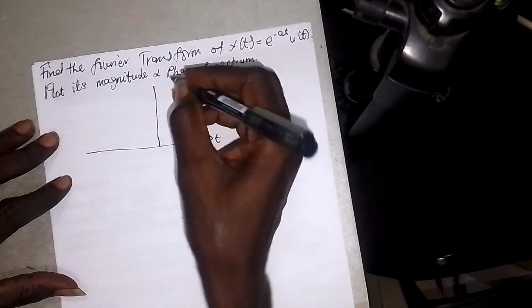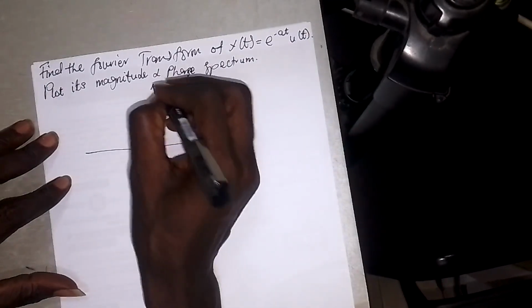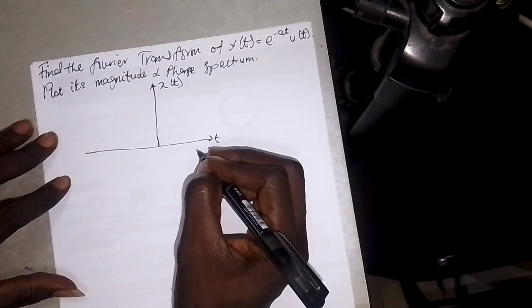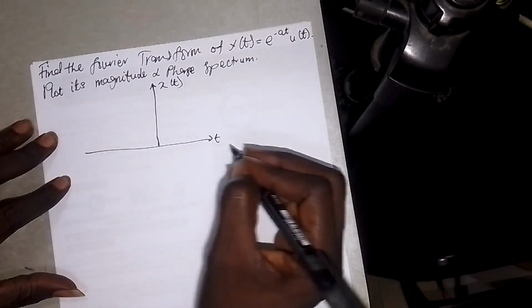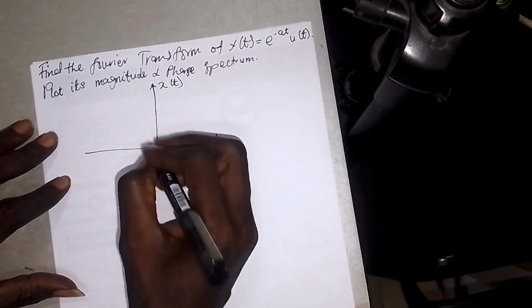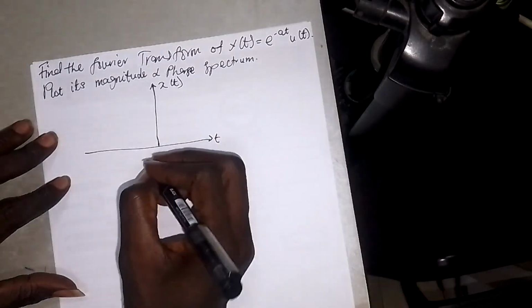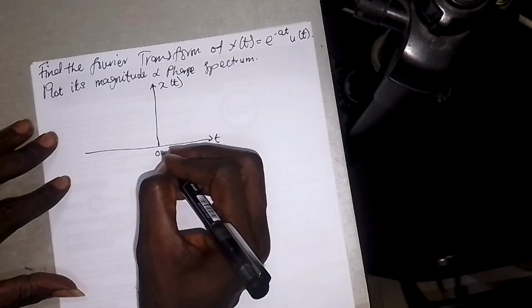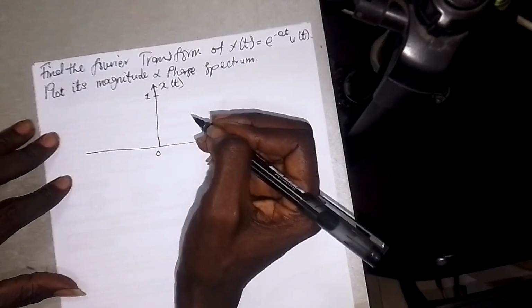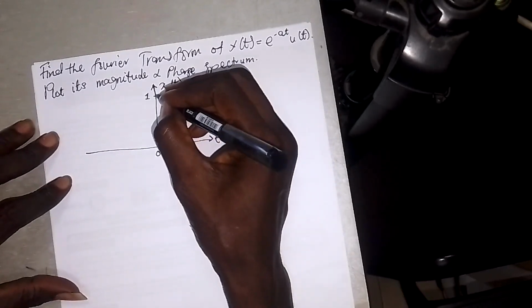We are aware that this axis here is x of t, and here is t. The u of t means that t is equal to 0, so the signal will start from here. The highest amplitude of this signal is always 1, so it will start from 1 in this way.